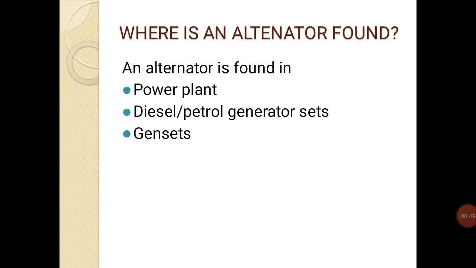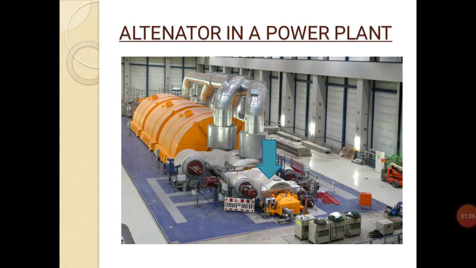Where is an alternator found? An alternator is found in power plants, diesel or petrol generator sets, and gensets. This is an alternator in a power plant, and this is an alternator.